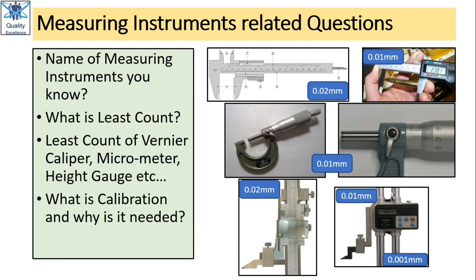If it is not showing the right reading, there are chances and probabilities that a wrong part or not okay part can be shipped to the customer, and we may not get the right feedback while we check with that instrument. So that's why calibration is needed. It is important, and we should calibrate the instrument frequently. So this is all about measuring instruments.